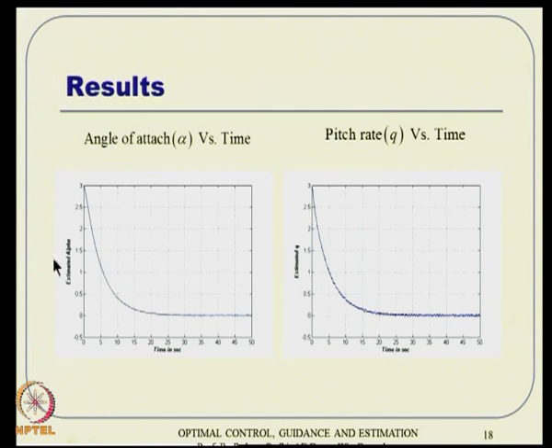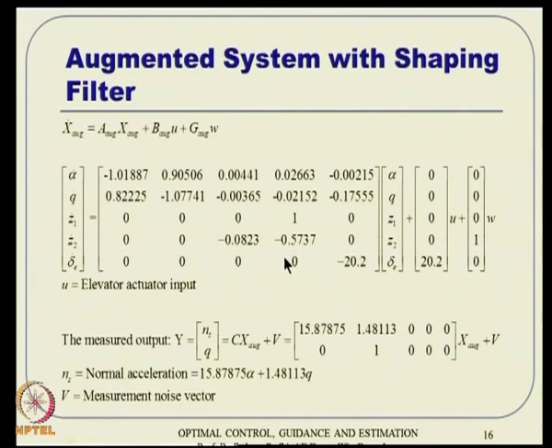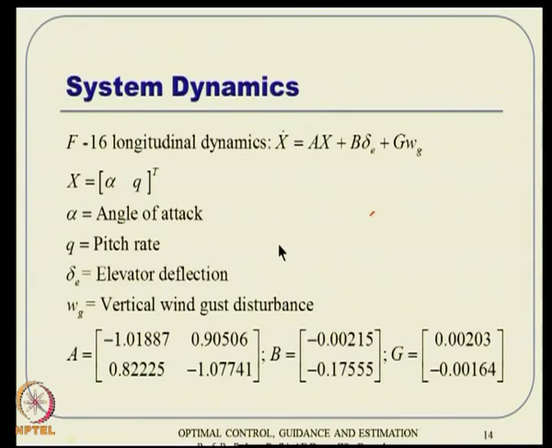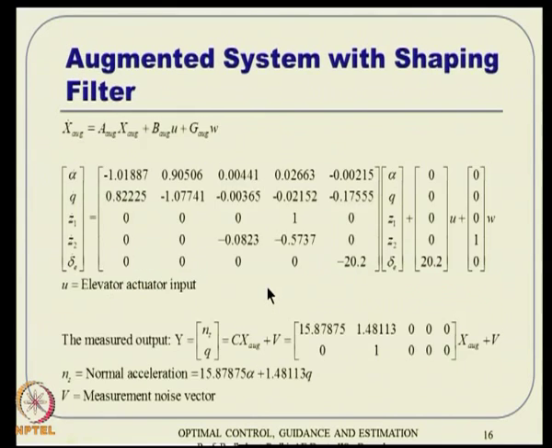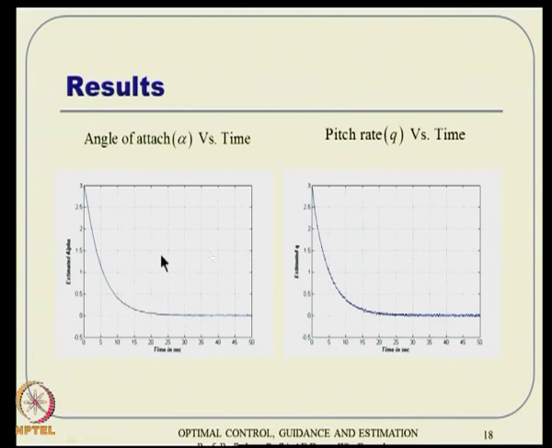Now, this is alpha and this is q. And remember, alpha is one order smoother than q. If you think about the dynamics of alpha dot and q dot, alpha dot is an angle between two velocity vector components, and q is directly the pitch rate. So, pitch rate is more sensitive to the gust, and alpha is one order smoother than that. That effect is also visible here. q is also going to 0.